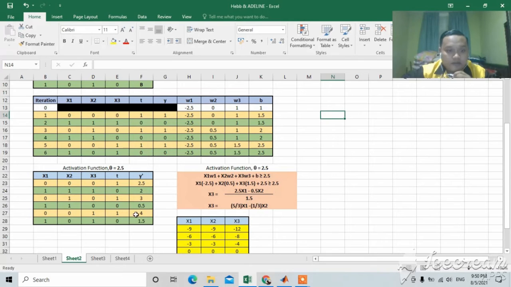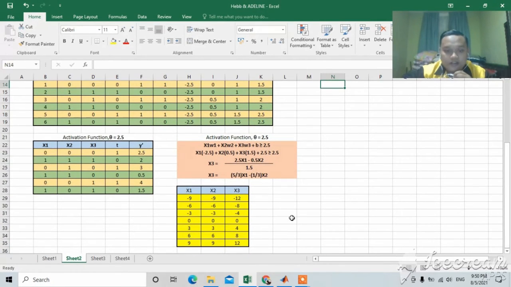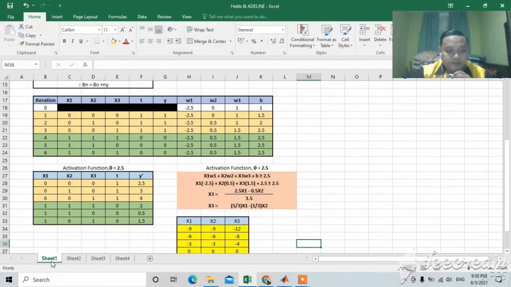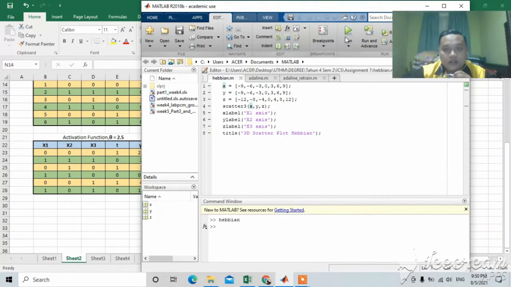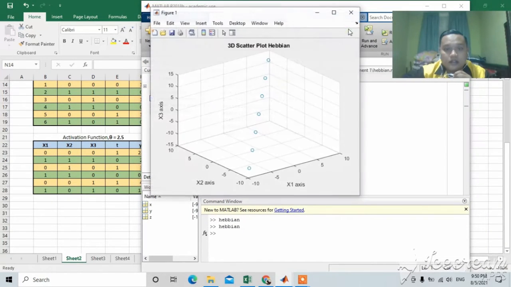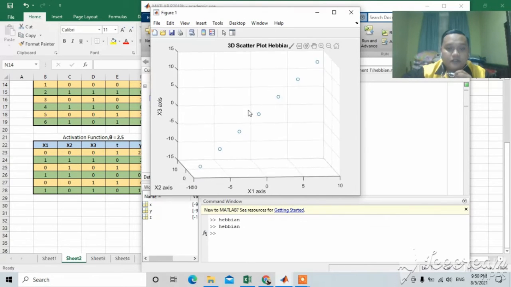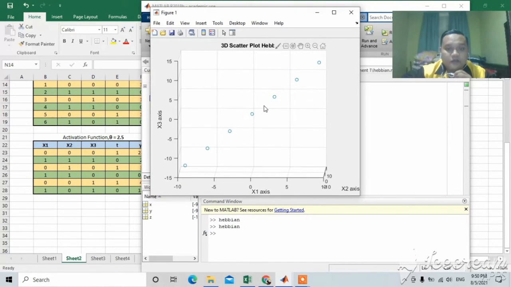And for the activation function, it's still the same, because after we calculate from here, we still got the same value for the activation function. And for the calculation to get the x3 is still the same as before. And how to find the x3, the value of x3 is still the same. So the retrain graph is the same as the Hebb algorithm training before. It's the same as before.